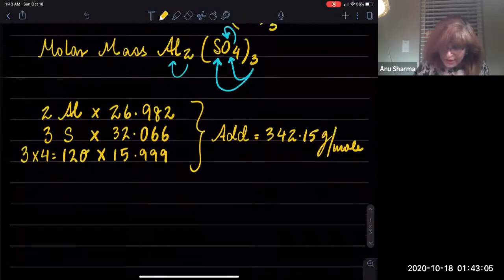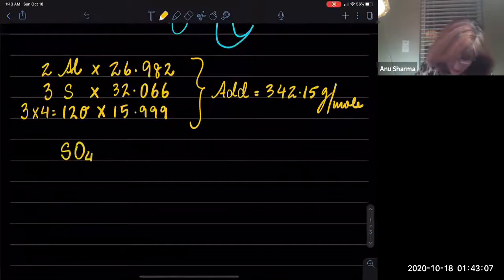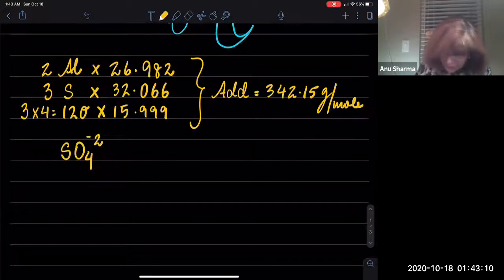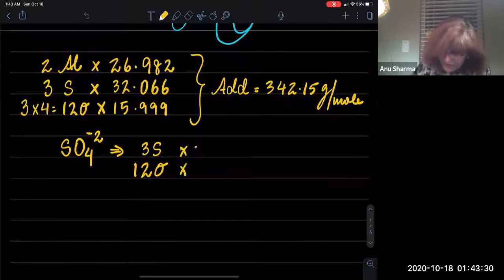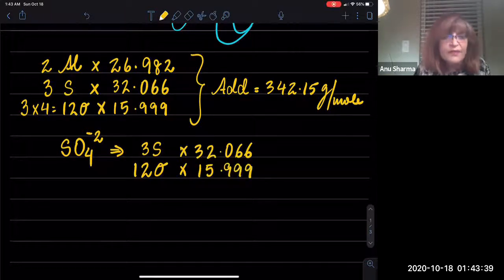Okay, so now we take the sulfate ion. Sulfate ion is SO4 with a 2 negative charge, or -2. Okay, so what does this mean? There's 1 sulfur and there are 4 oxygens. In the compound there were 3 sulfurs and 12 oxygens, and each sulfur was 32.066 and each oxygen was 15.999. Okay, so we are going to add this up.